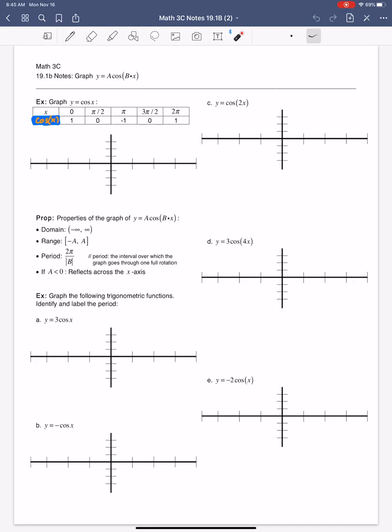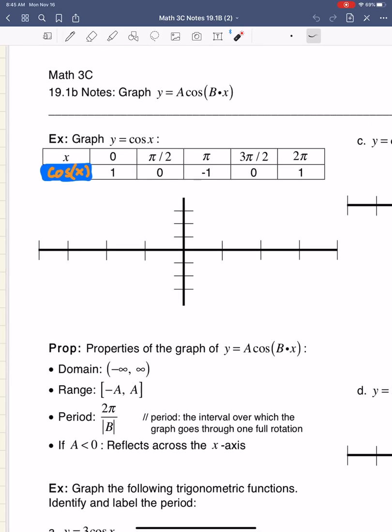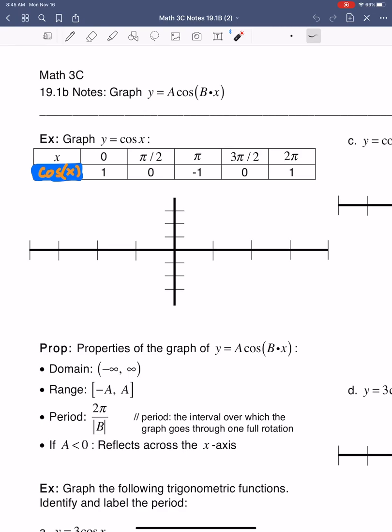Okay, we're going to jump into lesson 19.1b here, which is going to be graphing the cosine function. For this one, it's going to be really similar to our last lesson, where we talked about using the radian measurements on the xy axis.